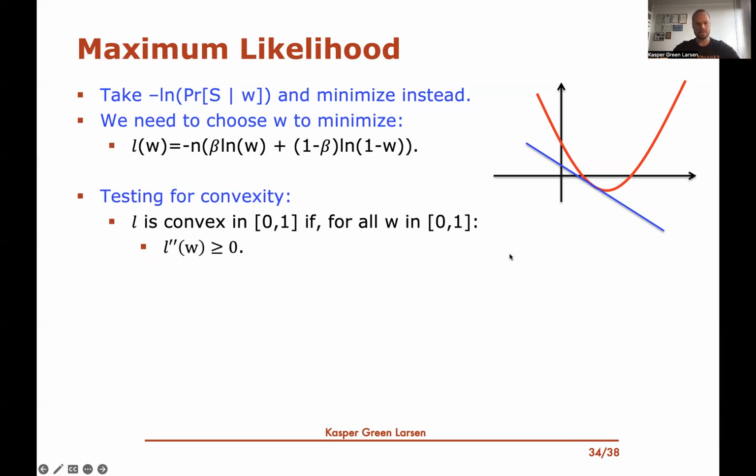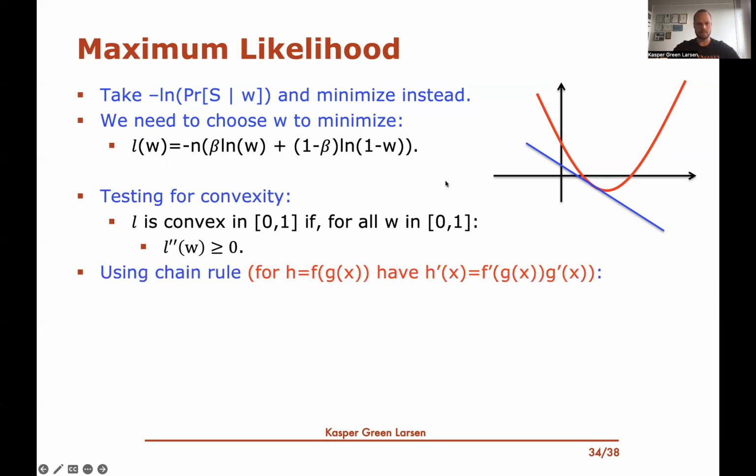Okay, so this gives us a straightforward way to try and do the test. We just have to compute the second derivative of this one. For this expression, we'll again be using the chain rule, which says that if I have a composite function, h being f of g of x, then the derivative of h is just the derivative of f applied to g of x times the derivative of g of x.